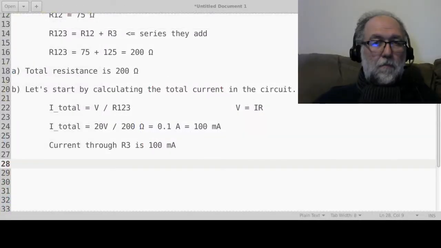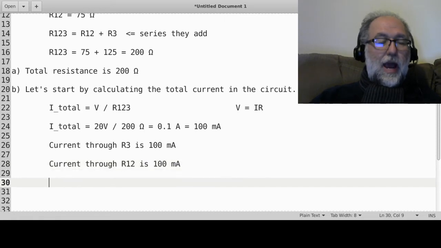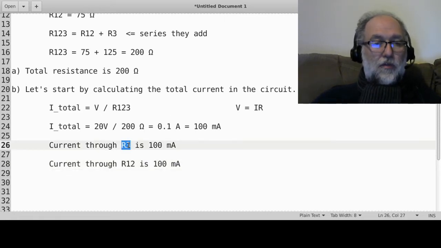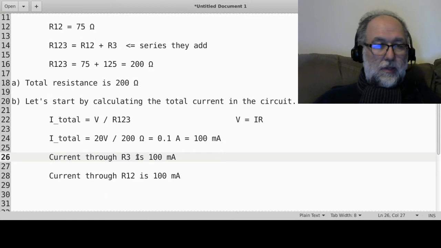So anyhow, we could still write that down, okay? We can write down over here: current through R12 is 100 milliamps, okay? Now what do we do? Well, if you know R3, and I told you that R3 is 125 ohms, okay, so we know that R3 is 125 ohms. And we know that the current through R3, we can even call it I3, is 100 milliamps, okay?